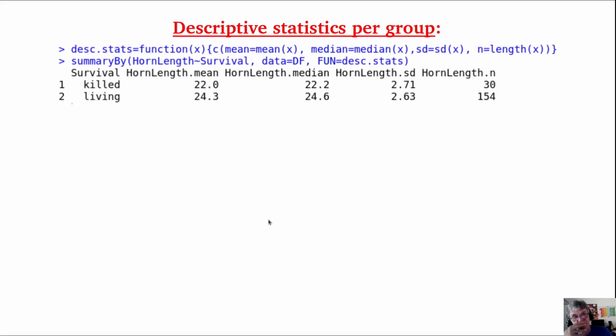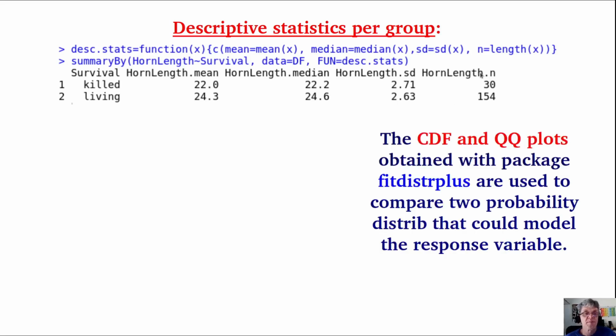We can also compute descriptive statistics by group by first defining a function that, given a vector x, here's the start of the function, here's the end of the function, calculates the mean, the median, the standard deviation, and the number of data points. So this is yet another representation of the same information shown in the box plot. We also see that the mean differs between the two groups by 2 units, or 2 centimeters, and that we have quite a different number of data points per group.